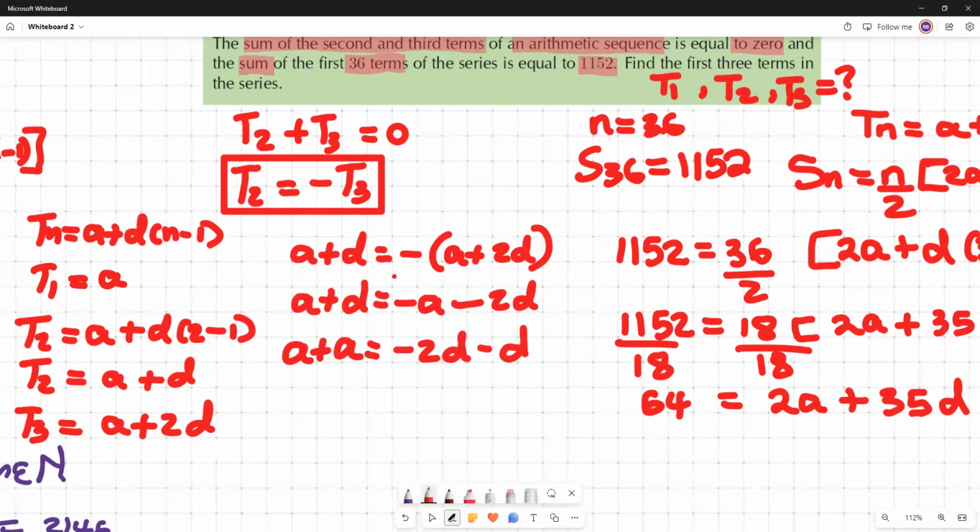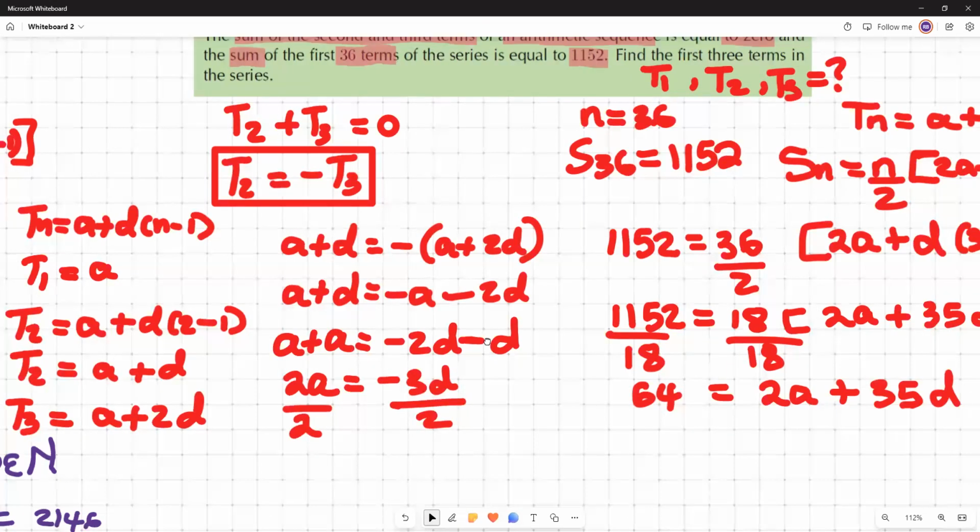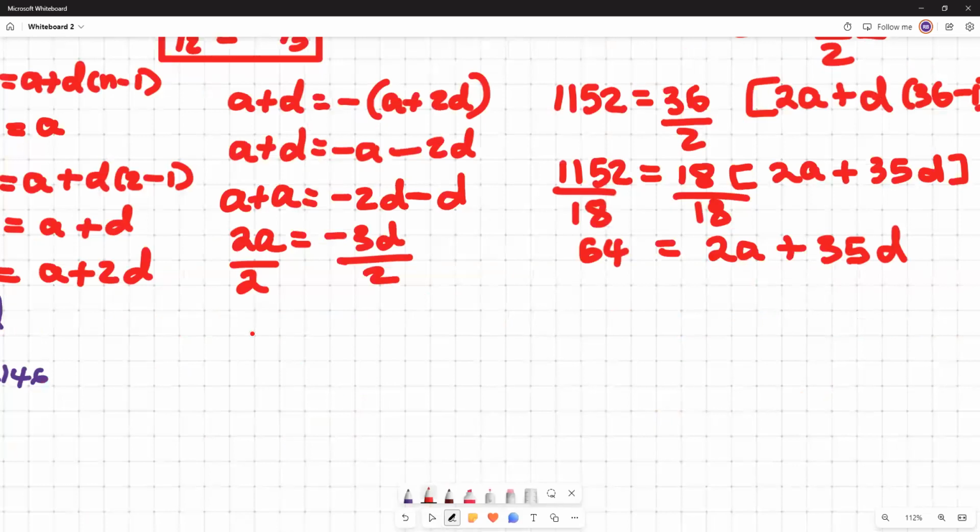You can see that I moved the a that side, then I moved the d that side. So the a becomes positive here, the d becomes negative there. So I have 2a equals to negative 3d. All right. So I can make a the subject of the formula by dividing by 2 both sides. Then, ladies and gentlemen, we can all see that our a is going to be negative 3d all over 2.